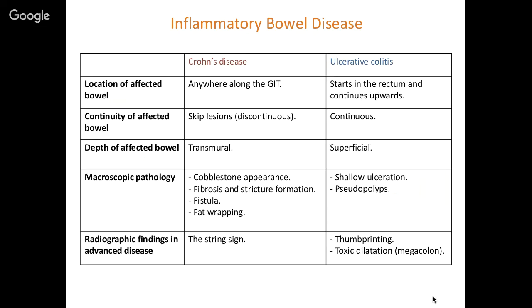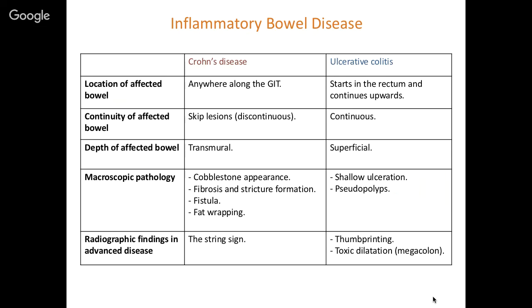So location of the affected bowel, Crohn's disease can occur anywhere along the GIT. You can get aphthous ulcerations in the mouth. It's mostly the terminal ileum. What problem would you get associated with damage or inflammation of the terminal ileum? Malabsorption of B12. Yep, so they can have a B12 deficiency and associated neurological consequences with that.